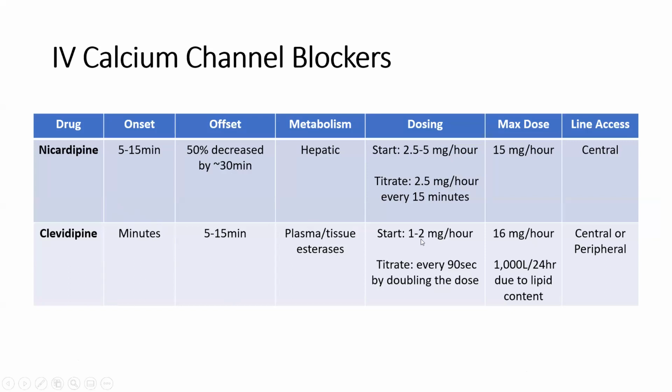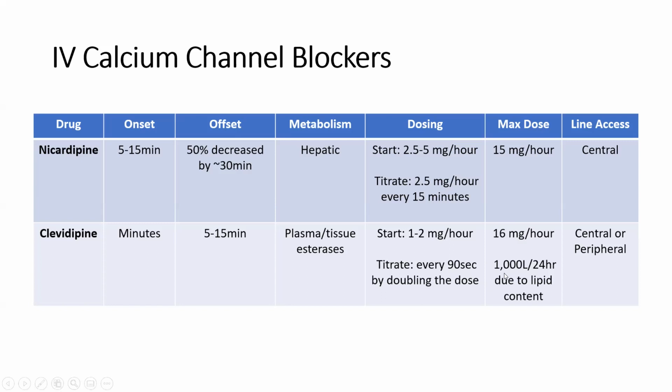And dosing for this, you start with 1 to 2 milligrams per hour, and every 90 seconds, you can double the dose. And so it's a doubling effect. So let's say you start at 1 milligram per hour at time 0, at 90 seconds, you'd go to 2 if you hadn't met your goal yet. If you're still not at goal 90 seconds later, then you would go to 4. And if you're still not at goal, then you would go to 8 and so forth. But you want to have a maximum dose of 16 milligrams per hour.